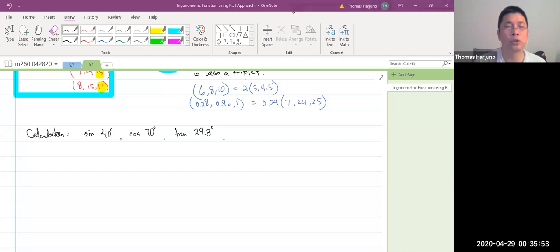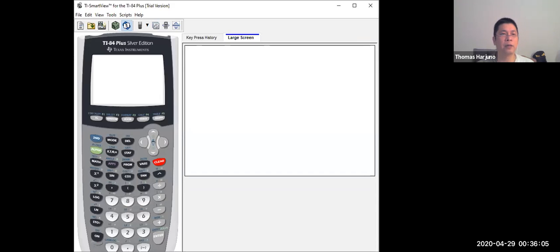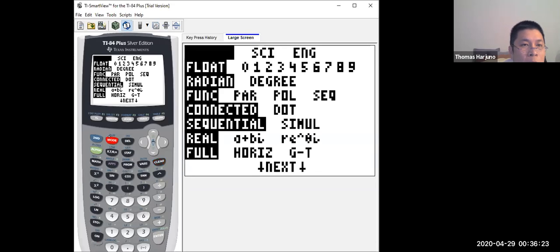Now, suppose you want to compute the first one, sine 40. On my computer, I have the emulator for TI-84. First, you need to check one thing. You need to make sure that you are working in degree mode. So you press the mode on your calculator. You see my pointer? My mode is still in radian, so I need to change that to degree.